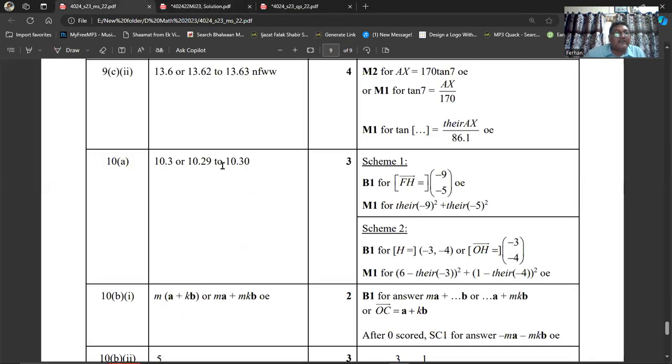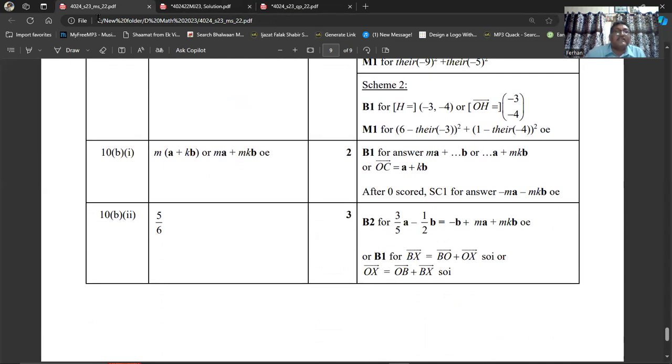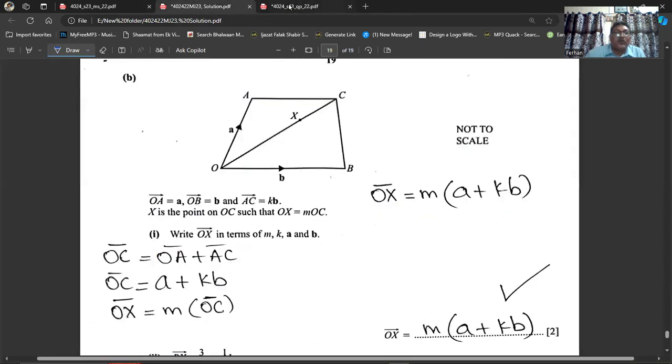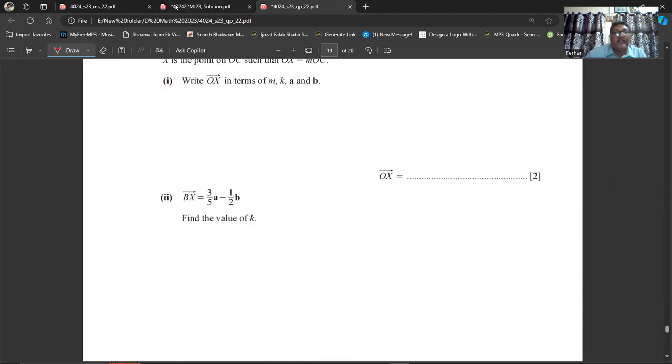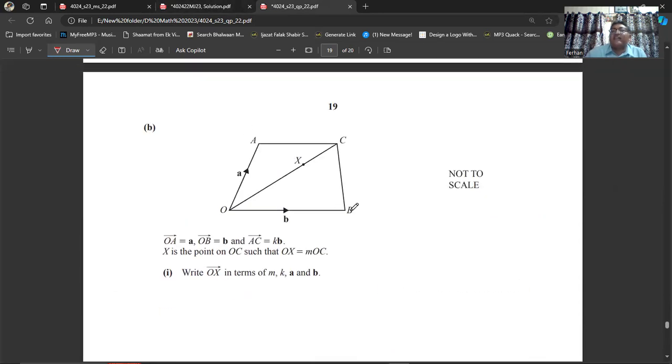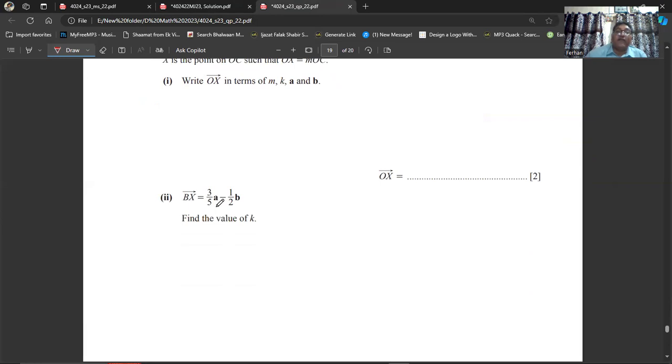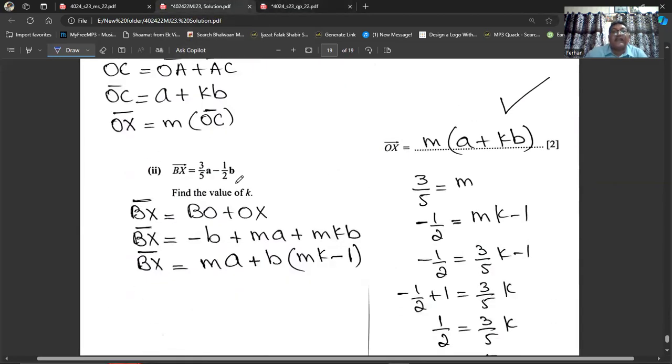Let's check this answer. I hope this answer is right. So in the last part, he says BX is equal to 3 by 5 a minus 1 by 2 b. Find the value of k. It's a 3 marks part, and we can find the BX value through another way. Because they have also given us a BX value, we will compare them, and from there we will be able to find the value of k.